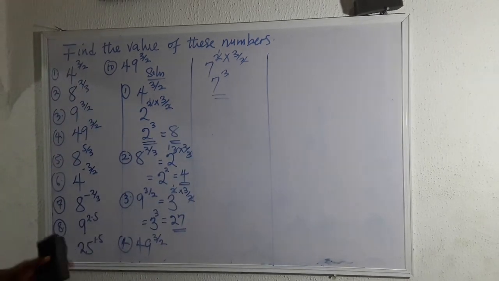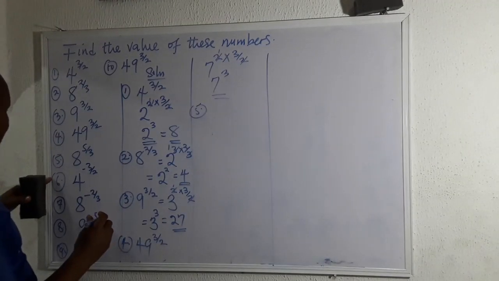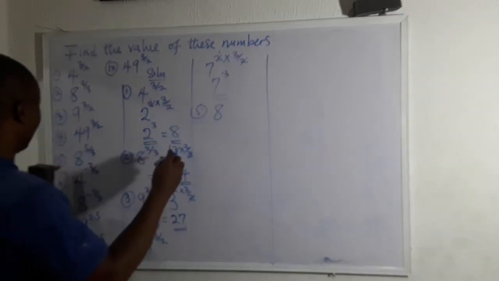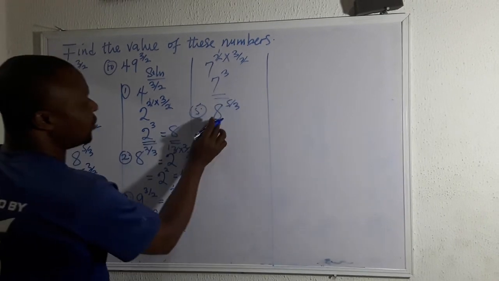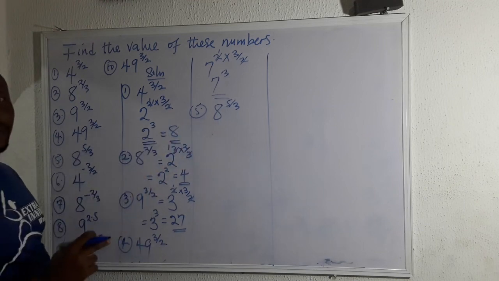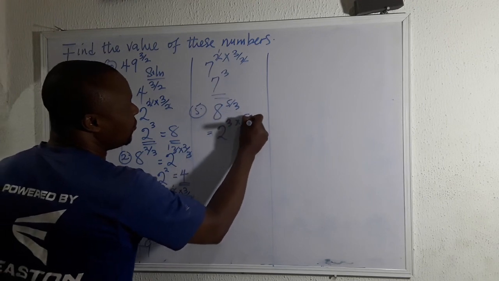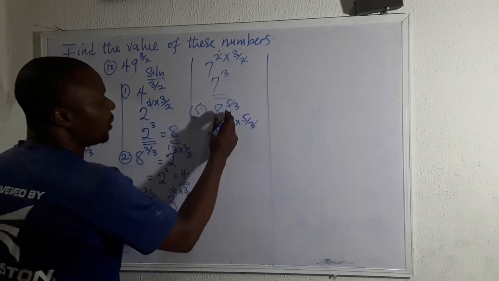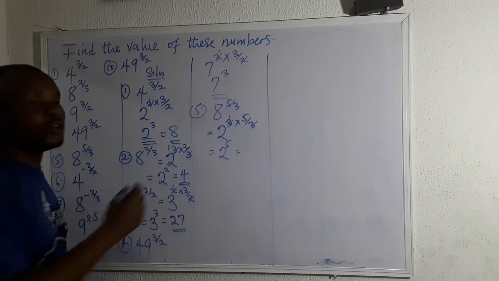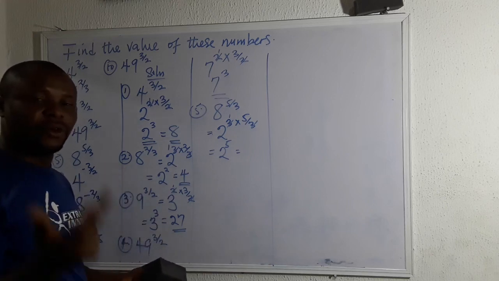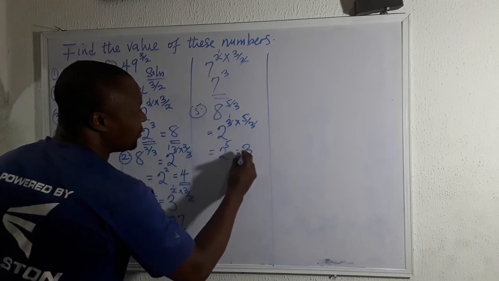Then we have the fifth one, which is 8 raised to power 5 over 3. So we express this as 2 raised to power 3. That will mean 2 raised to power 3 times 5 over 3. So 3 into 3 is 1, and 1 times 5 is 5. So that will give us 2 raised to power 5. Of course, 2 raised to power 5 is 2 times 2, 4 times 2, 8 times 2, 16 times 2, 32. So you can write 32.